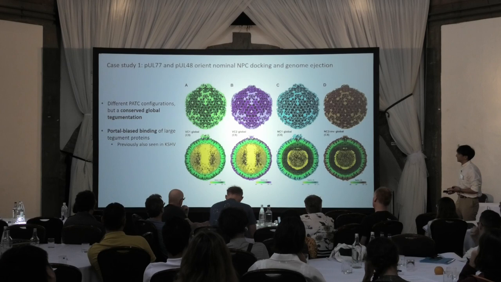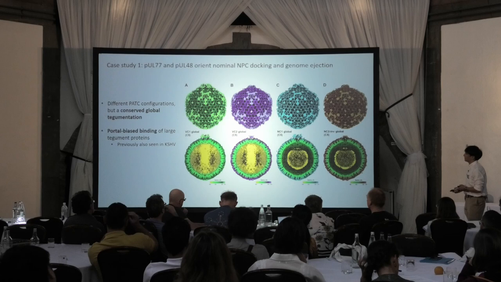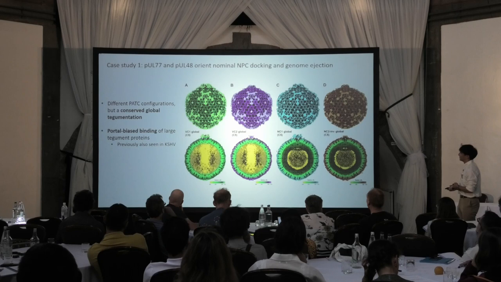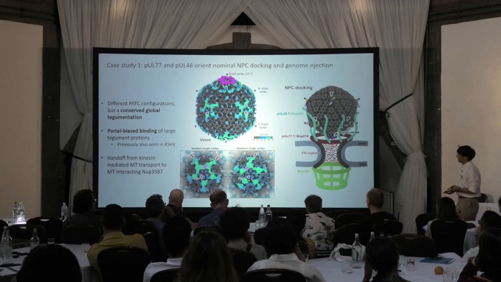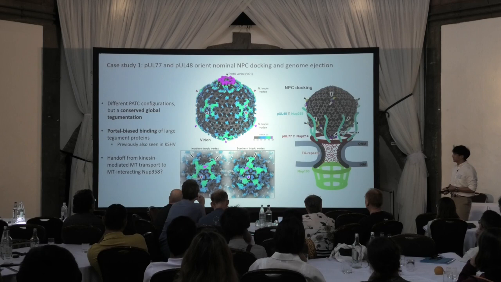The first is that despite all these configurations of capsid that we see off the portal vertex, it turns out that the global tegumentation of all these different configurations is, in fact, rather conserved. And there's a very specific pattern: if you take each of these other vertices and split them along their equatorial, tegument has a very strong preferred tendency to bind to the portal side of the equatorial.